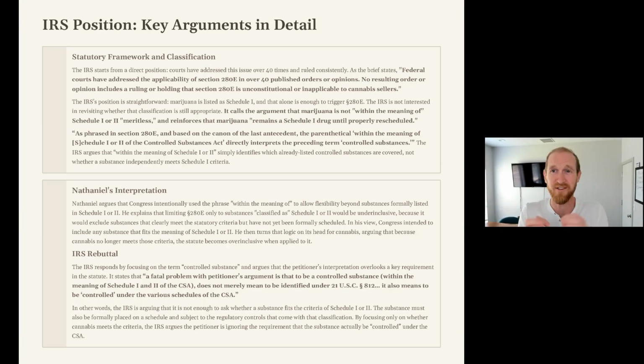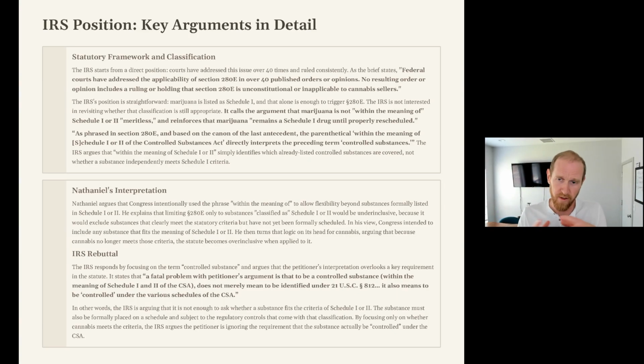But essentially he says, as phrased in Section 280E and based on the canon of the last antecedent, the parenthetical "within the meaning of Schedule 1 or 2 of the Controlled Substances Act" directly interprets the preceding term. And in this case, it's the controlled substances within the meaning of Schedule 1, Schedule 2 of the Controlled Substances Act. So what he's saying is that because "within the meaning" follows the preceding term, what it means is the definition of the Controlled Substances Act, not the criteria of a Schedule 1 or Schedule 2 substance. So he's saying defined by controlled substance. I don't quite understand.